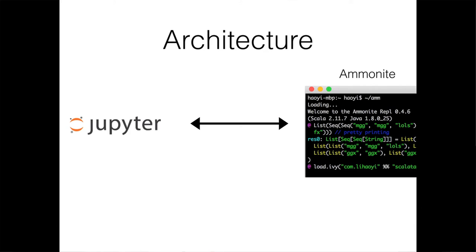A quick overview of its architecture. So it's a bridge between Jupyter and Ammonite. This is basically what I told you. I'll demo this just after, so we'll see that we can add support for Spark, and I'll even show you a proof of concept for Flink right after.